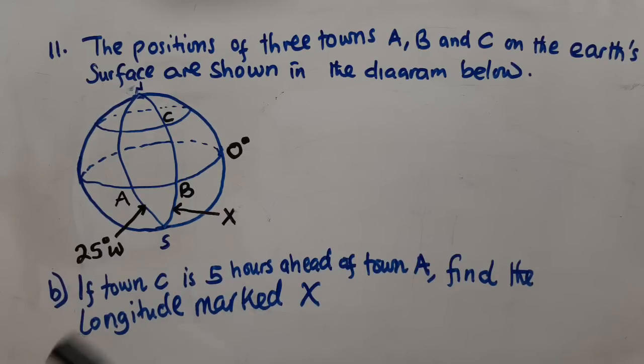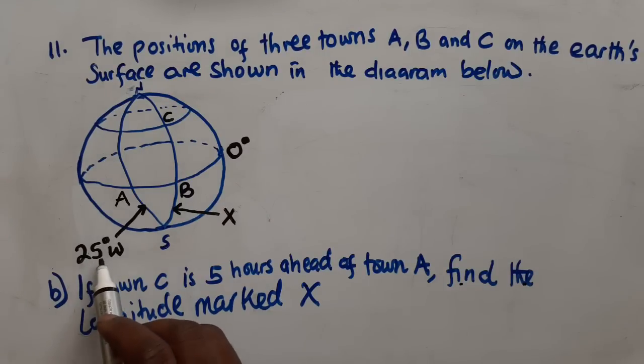So we have B. If town C is 5 hours ahead of town A, find the longitude marked X. Alright? Find the longitude marked X. So, as you may know, usually this is what we do, isn't it?